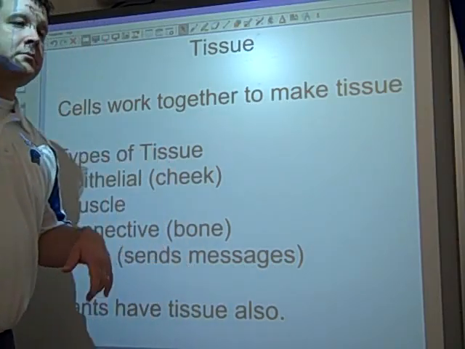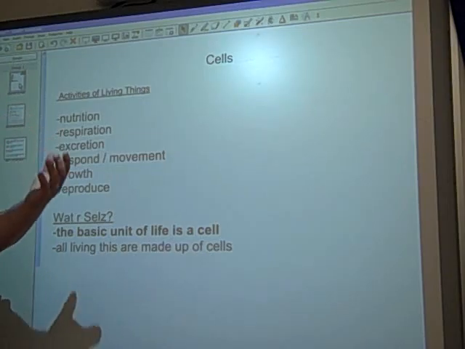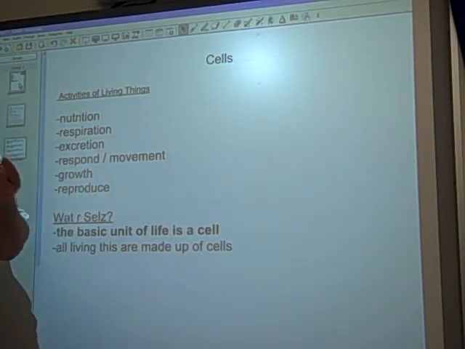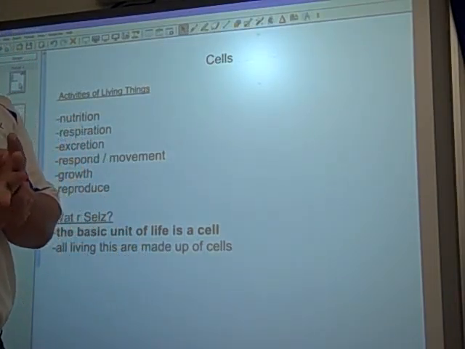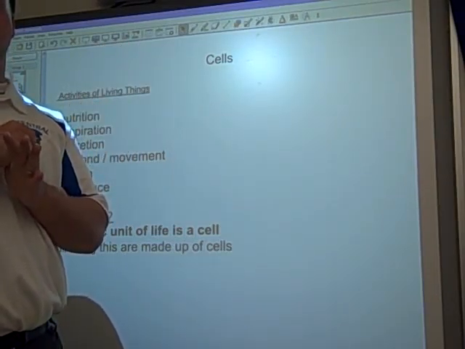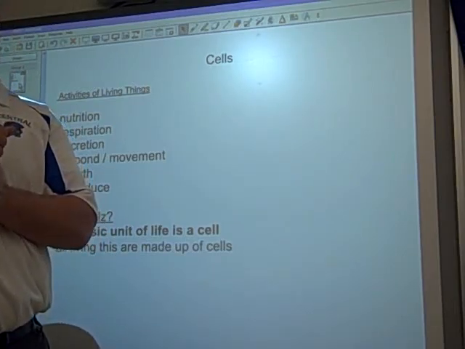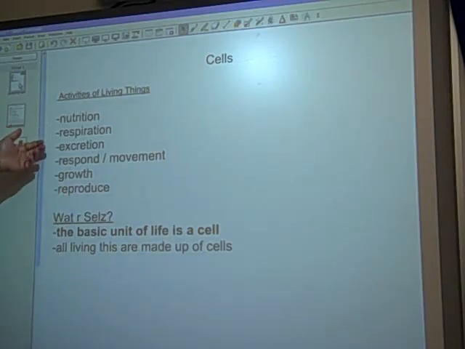Now, when I go back, what kinds of things could I ask on the assessment? I could say, tell me 4 activities that living things do. Okay? They reproduce, they grow, they move, they need nutrition. There's 4, and then anything I tell after that would be extra credit. They have respiration, they have excretion. I might ask you to tell me 4, and if you name the other one, it's extra credit.